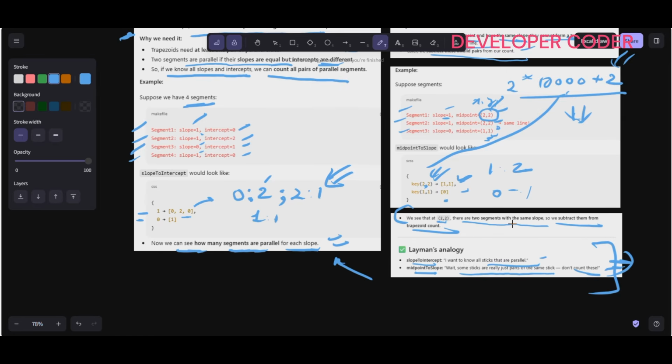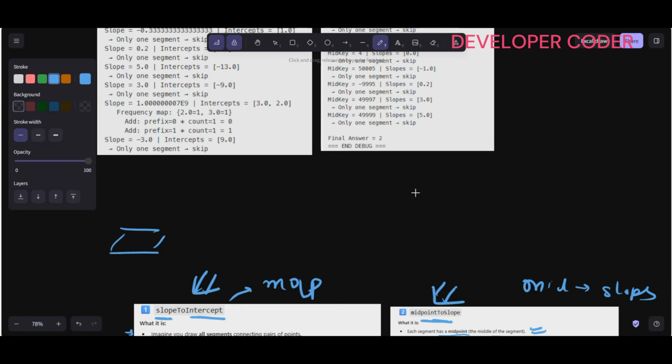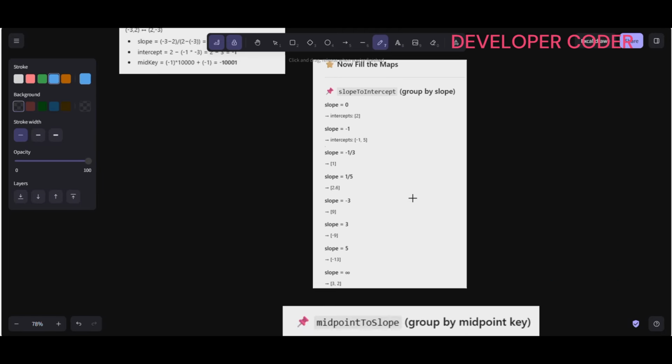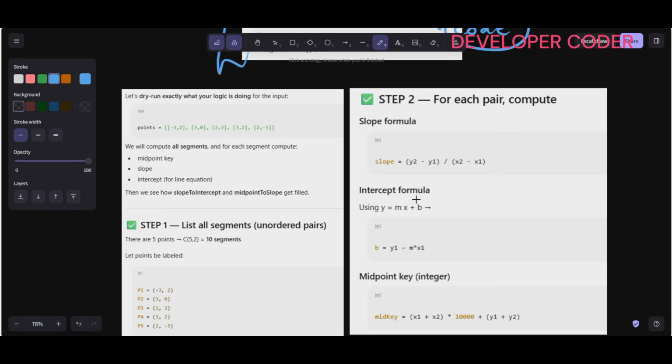Okay, now let's do the dry run of the code. We have already spent so much time. So these are the points, different points you have. We will compute all segments, and for each segment we compute midpoint key, slope, intercept for the line equation, right? Then we see how slope to intercept and midpoint to slope get filled, the two things that I discussed just now, right? So step one.